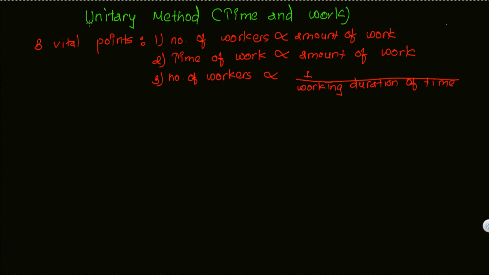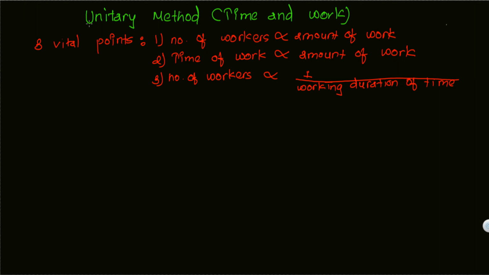In this video, I'm going to talk about unitary method, including time and work. The key idea of unitary method is to find the value of unit or one and then elaborate it further. There are three vital points in order to proceed further in time and work.